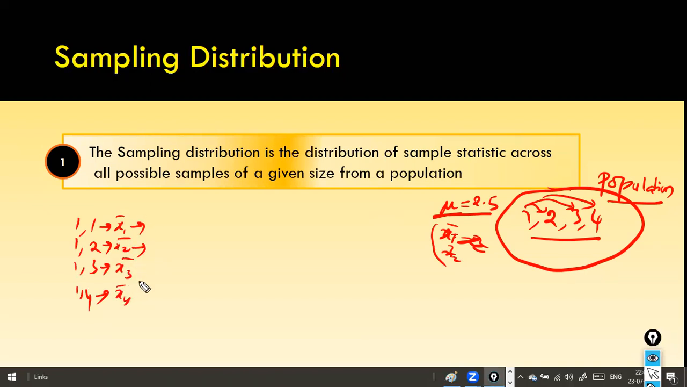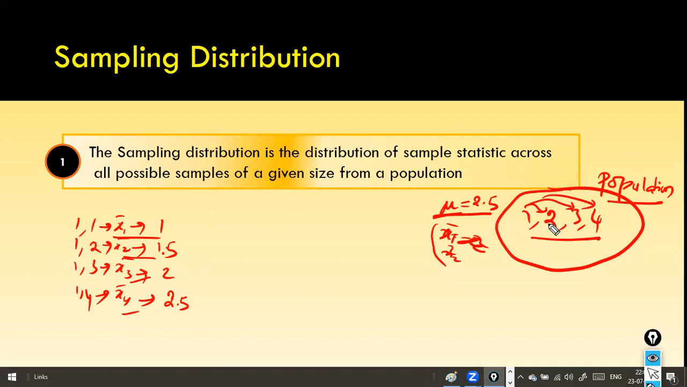This is a very simple concept. Please concentrate here. 1 plus 1 divided by 2 is 1. 1 plus 2 is 3, divided by 2 is 1.5. 1 and 3 is 4, divided by 2 is 2. 1 and 4 is 5, divided by 2 is 2.5. These are called your sample means. x1 bar is the first sample mean, x2 bar is the second sample mean, x3 bar is the third sample mean.